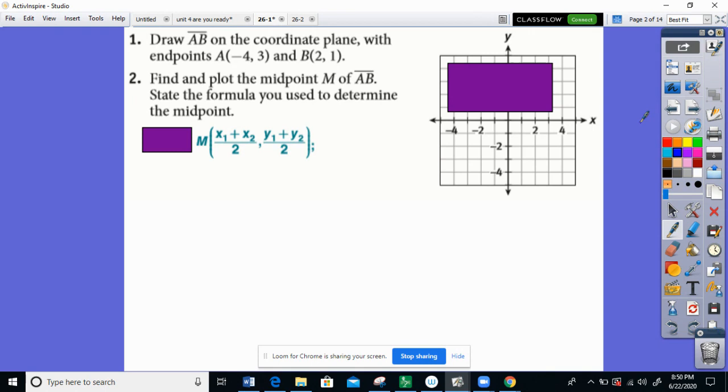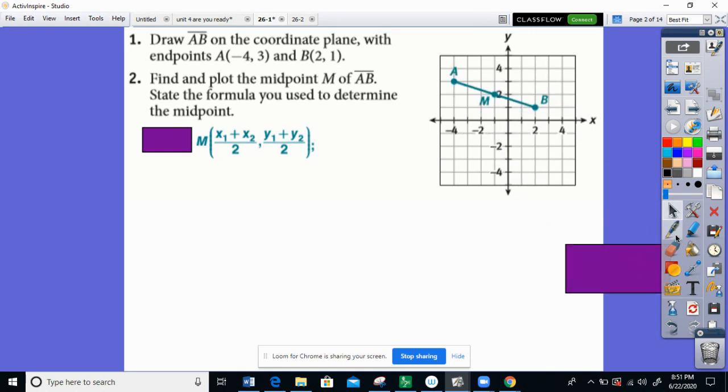So this starts off with an example where we're using the midpoint formula. It says draw a segment AB on the coordinate plane with endpoints A at -4, 3 and B at 2, 1. They also want us to find and plot the midpoint M of segment AB and state the formula that you use to determine the midpoint. So we're going to show the work for using this midpoint formula here in just a moment.